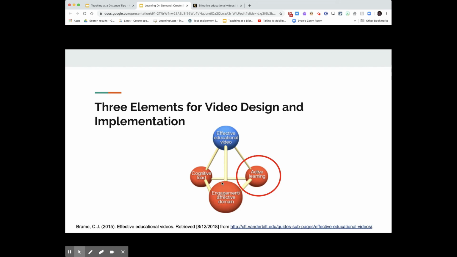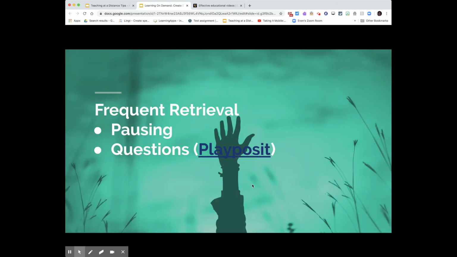And the third element is active learning. How are you keeping the learner active? And how do you do that? Frequent retrieval. Remember the encoding, where you are asking them to remember things. So you could pause in the video, like build it right in, like you are asking them a question, and then say, I'm going to ask you to do this now. You can pause the video now.